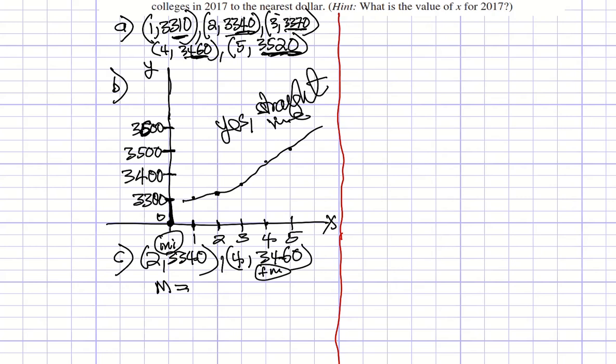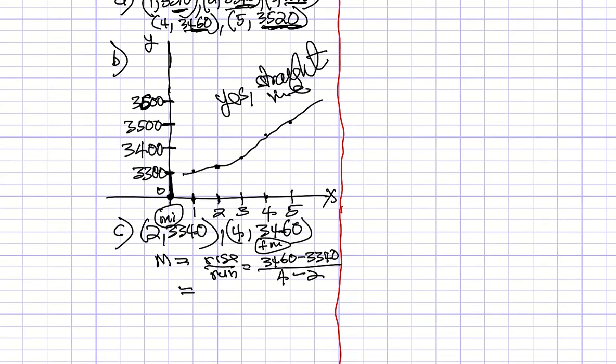So the slope is the change in y over the change in x, rise over run. That would be 3460 minus 3340 over 4 minus 2. So you do that, what do you get there? You get 120 over 2, which is 60. That's what you're going to get as the slope.